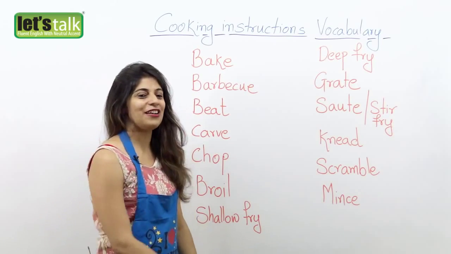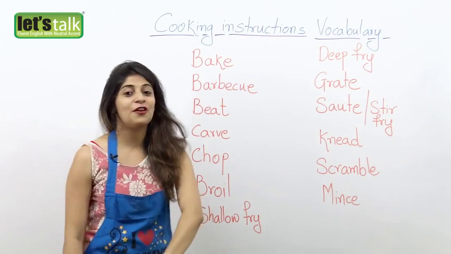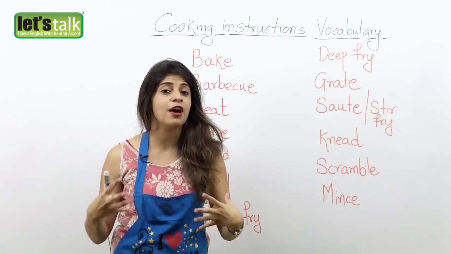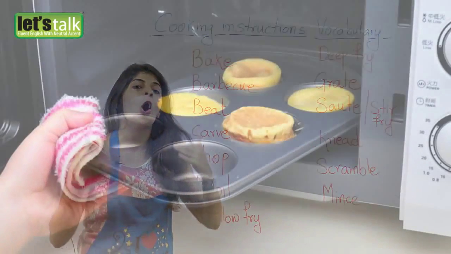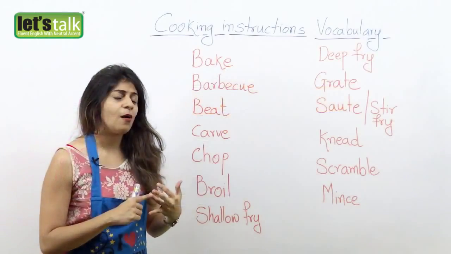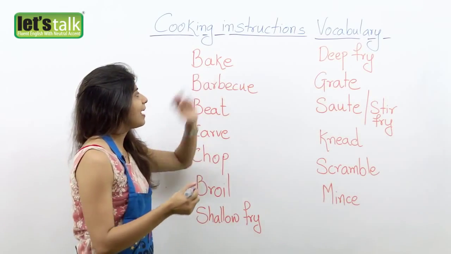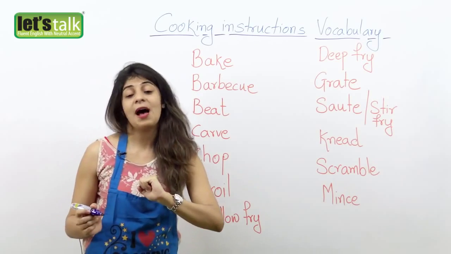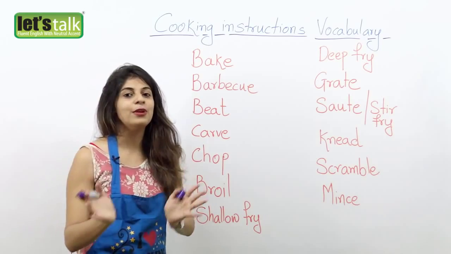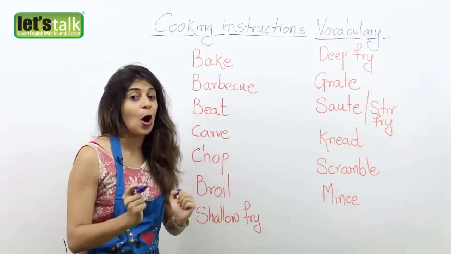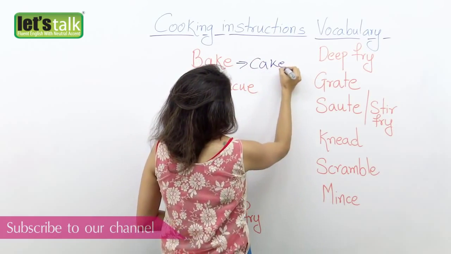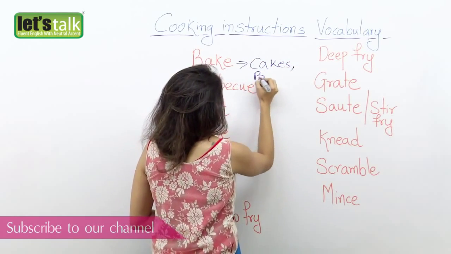So, let's get started. The first one that we have here is bake. Bake means when we put our food in the oven and cook it with heat, such as cakes, casserole, or even bread. So that is when we say, I'm going to bake a cake. It means that I'm going to put the food in the oven and cook it with heat. So you bake cakes or even bread.